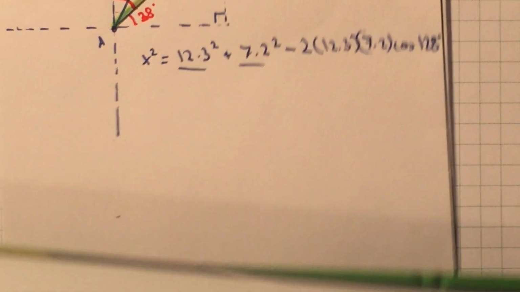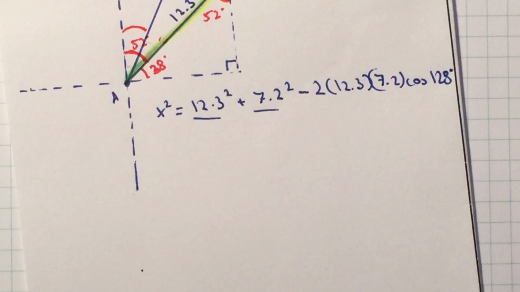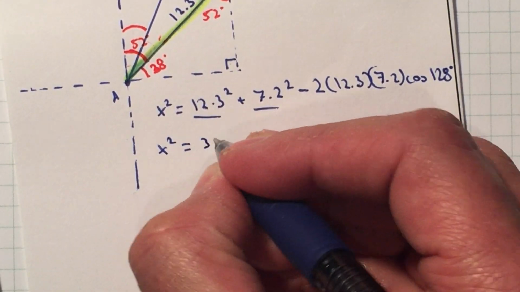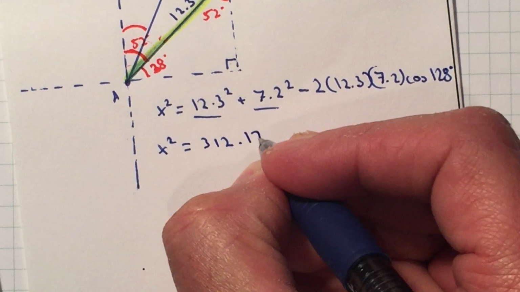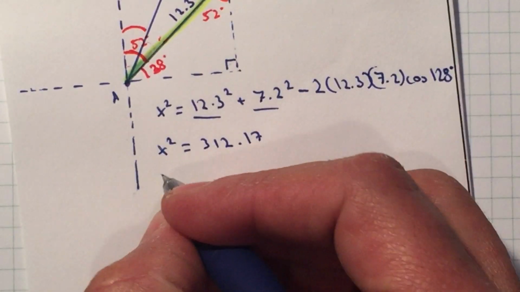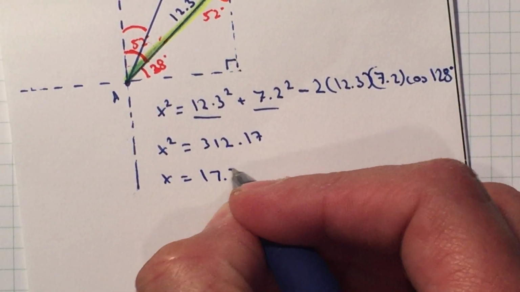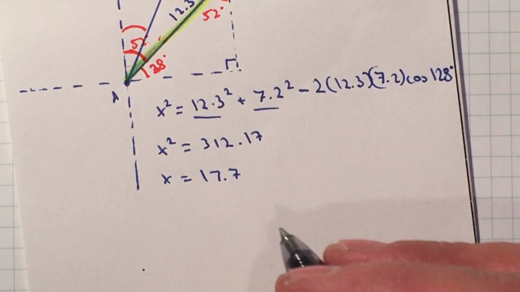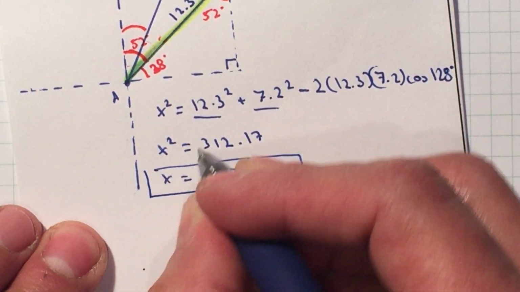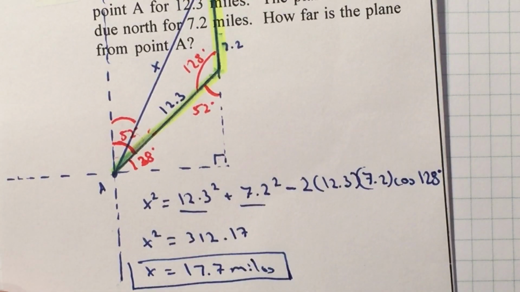And from there, x squared is equal to 312.17. I'm just going to take the square root of my answer. So therefore, x will equal 17.7. And we are working with miles. So that'll be the value of x, and that's how far it is from the port.